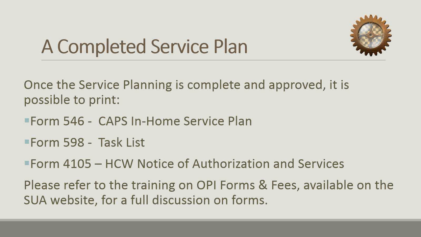And we can also print Form 4105, which you will not find on the Access printer. You'll have to go to the Forms section of DHS, go to the Forms server, select 4105, and give a notice of authorization to the home care worker to begin services. A full discussion of these forms is found in the training we did previously called Fees, and those will be available on the State Unit on Aging website.